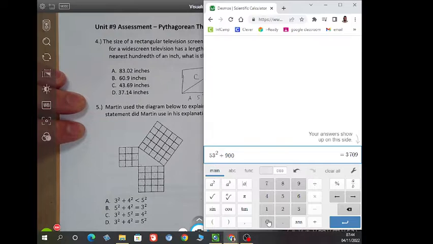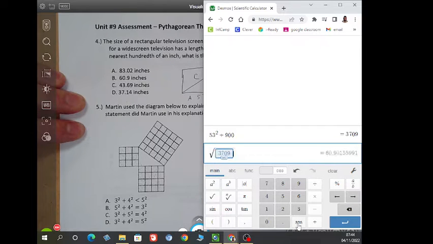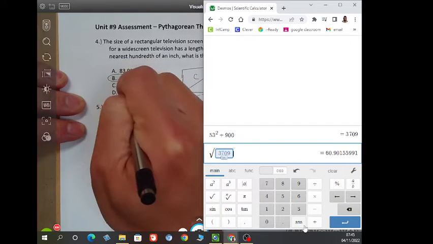3709 equals C squared. And then the last step is take the square root. I'm going to hit the square root of 3709. It gives me 60.90. C equals 60.9. There it is, option B.